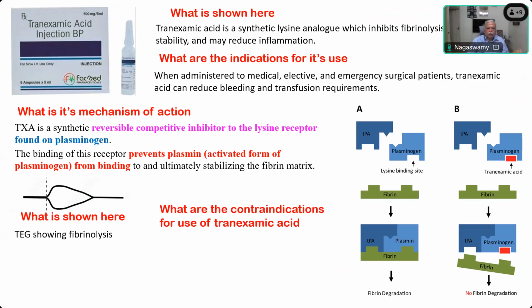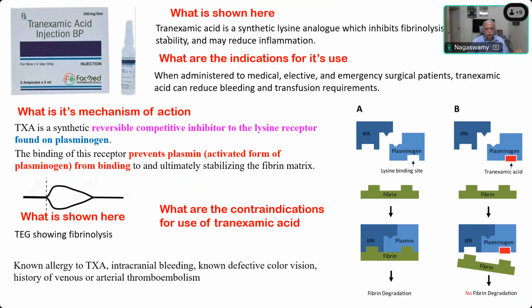What are the contraindications for use of tranexamic acid? Which conditions should you not use tranexamic acid in? History of thromboembolism, seizure, known allergy, intracranial bleeding, known defective color vision, history of venous or arterial thromboembolic events. Okay? In all these conditions, it should not be used.